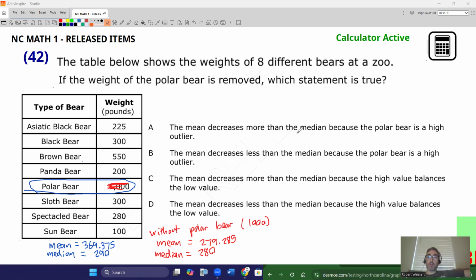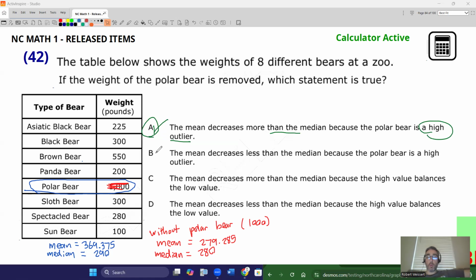The mean decreases more than the median because the polar bear is a high outlier. An outlier is a number that's really far above or below the typical set of data. Now, I would say this is true. The mean does decrease more than the median because the polar bear is a high outlier. So that's going to be your answer.